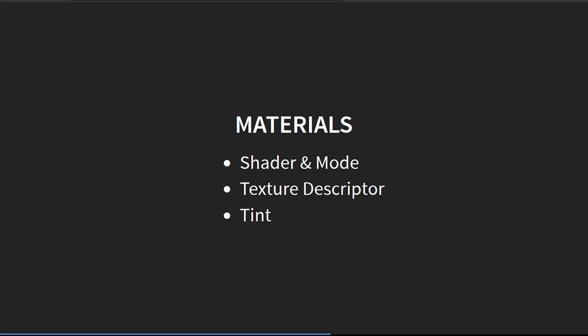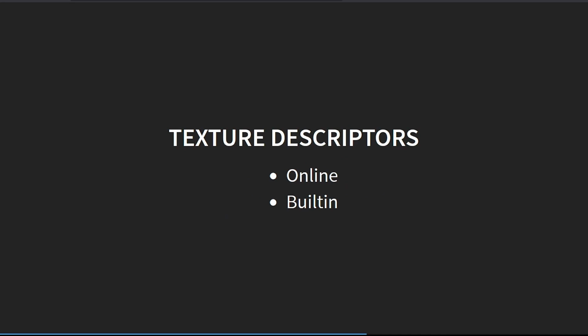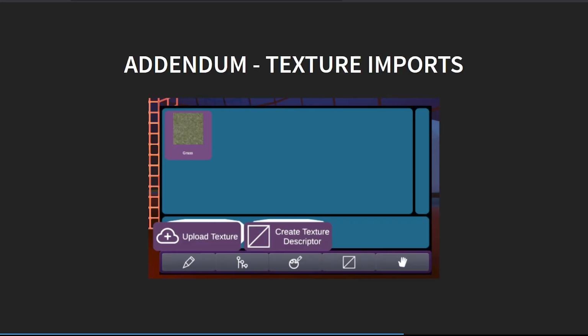Materials are a way of describing the appearance of a certain face on a mesh. They consist of a shader, a texture descriptor, more on those later, and a tint color. All materials support the RGB channels of color, but only materials using the transparent shader support the alpha channel. Texture descriptors are our way of decoupling the raw Unity texture from what you actually apply to a material. This gives us the ability to support both textures built into the game, as well as those uploaded to our servers, giving you significantly more control over how things look in your rooms.